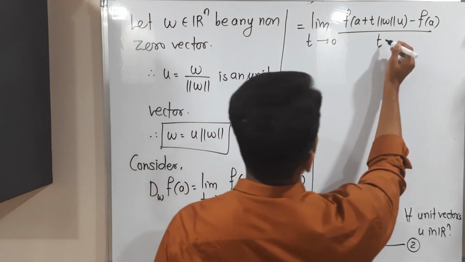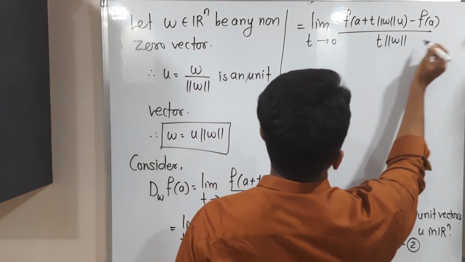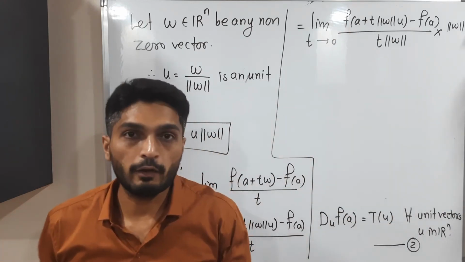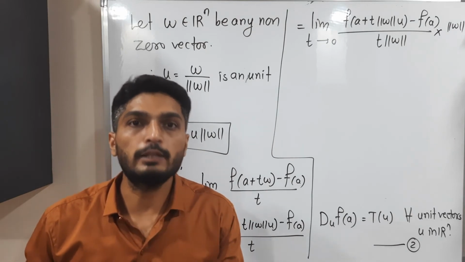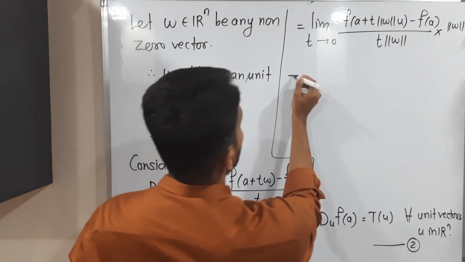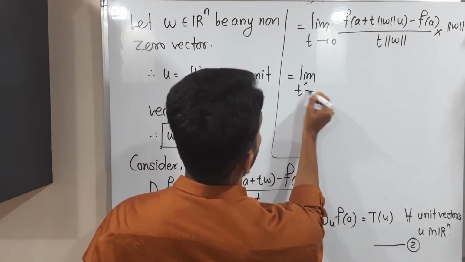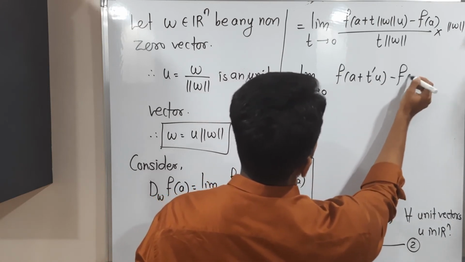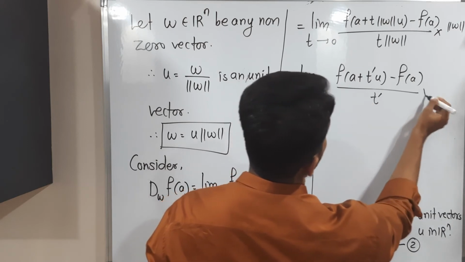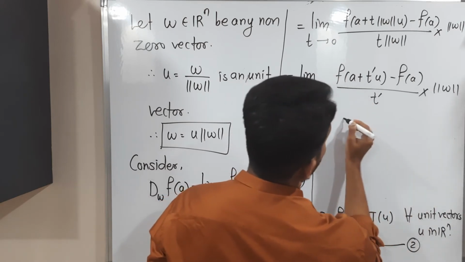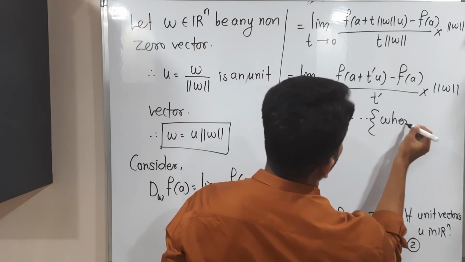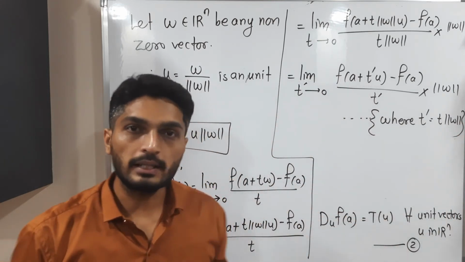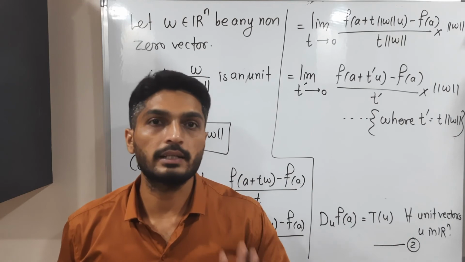So what will I do? I will simply multiply and divide by norm w. So in the numerator bracket we have t norm w, and in the denominator also we have t norm w. I will call it t dash. So limit, I am calling it t dash, so t dash tends to 0 now. f of a plus t dash u minus f of a upon t dash into norm w. Where t dash is equal to t norm w. It doesn't matter, both of them are real numbers, so the product of two real numbers is again a real number.